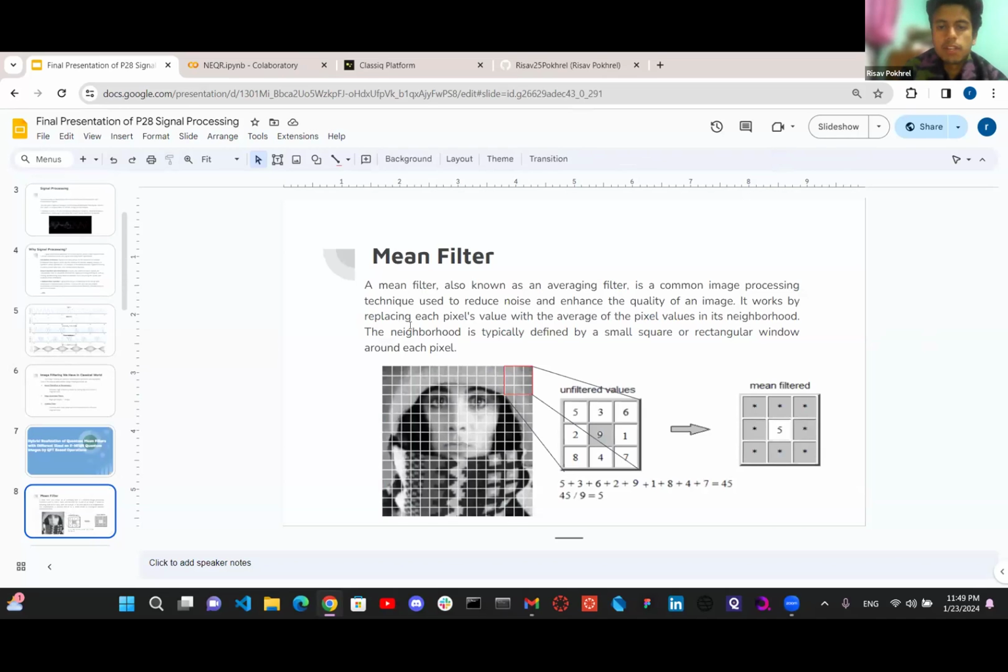Okay, what is the mean filter? The mean filter, also known as the average filter, is a common image processing technique used to reduce noise and enhance the quality of the image. Here we can see we take this block as a reference, and this is an unfiltered value. We add the values and average them, and we get a new value for this pixel position, which we replace it with. This goes on for all pixels, depending upon the kernel size or window size that we have taken.